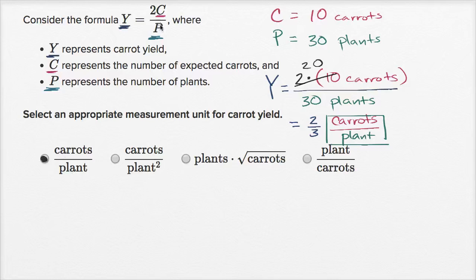That would have been the case if we were squaring this p over here, or plants times the square root of carrots. Well, that would be more if we were taking the square root up here and we weren't dividing by p, but we were multiplying by p. But the general theme you could see is that this constant, this 2, didn't affect what happens to the units, but what did matter is how these variables relate to each other. We're taking the variable c and dividing it by p. So whatever the units were for c, we divide those units by the units for p, and we get the units for yield, carrots per plant.